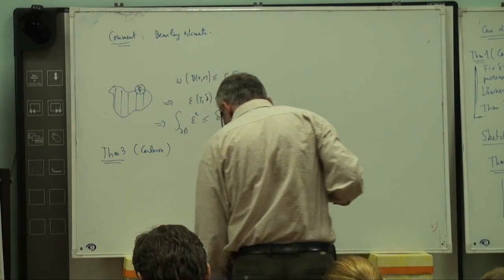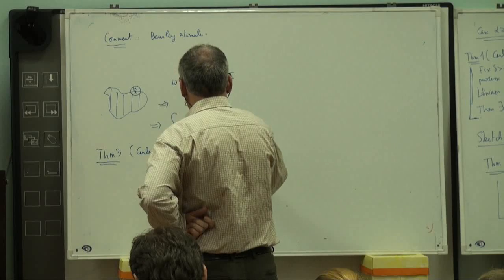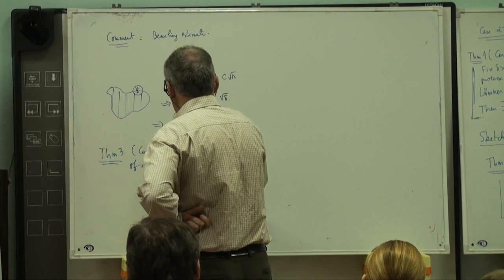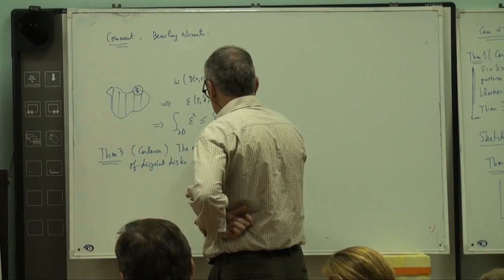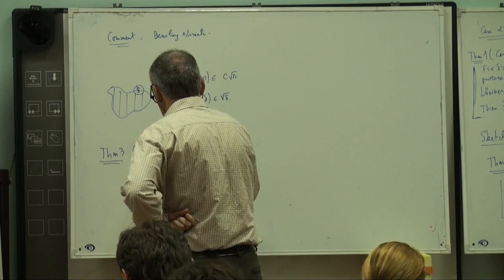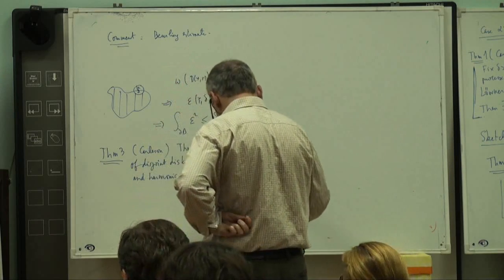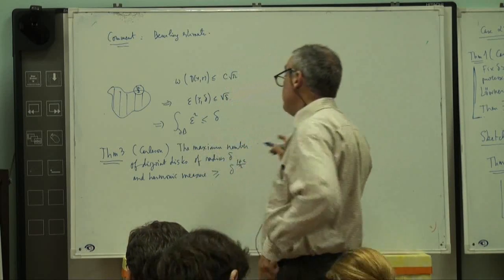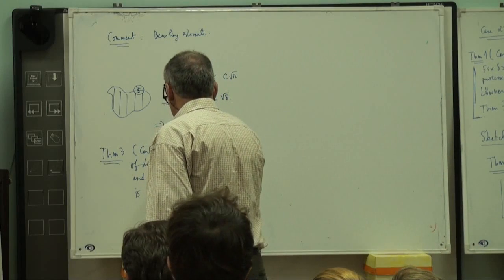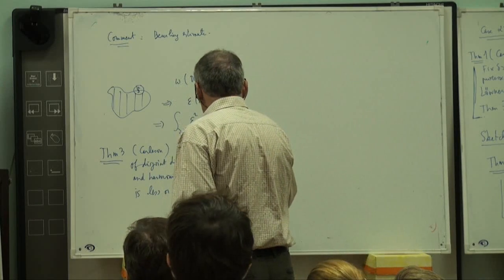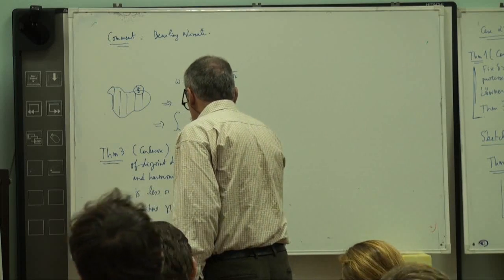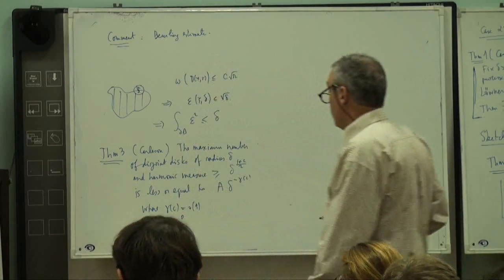Okay. So this theorem says that the maximum number of disjoint disks of radius delta and harmonic measure greater than delta to the 1 plus c over 2, where c is positive, is less or equal to a constant A times delta to the power minus gamma of c, where gamma of c is little o of 1 at 0, so it goes to 0 as c goes to 0.